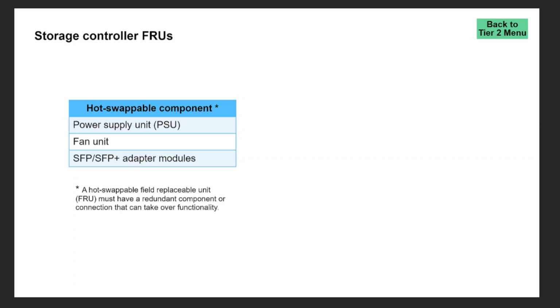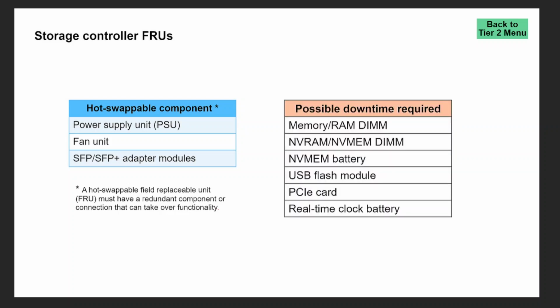Part replacement is covered in more detail during product-specific training. Power supplies, fan units, and SFP modules are usually hot swappable. Other FRUs are contained within the controller module enclosure. If a system is configured as a high availability, or HA, pair, the healthy controller can take over the load of the impaired controller so that you can remove the impaired controller from the chassis. The system keeps running even though one controller is removed. You can then replace the faulty component within that enclosure.